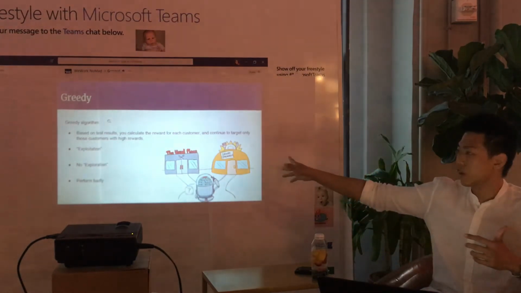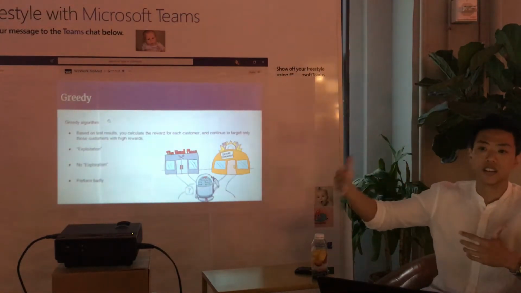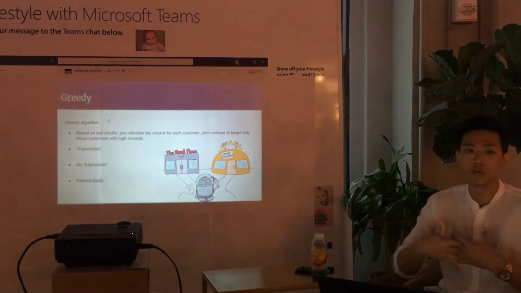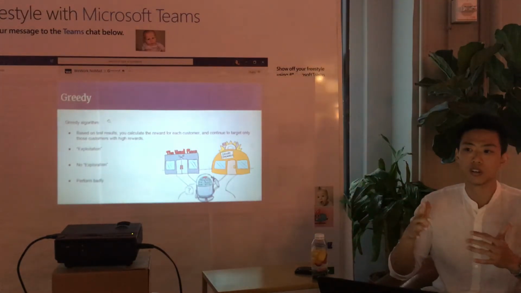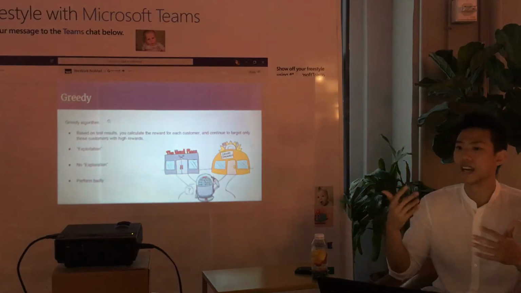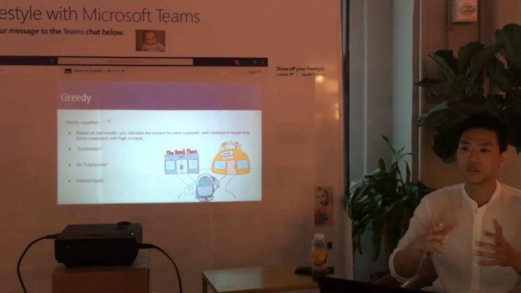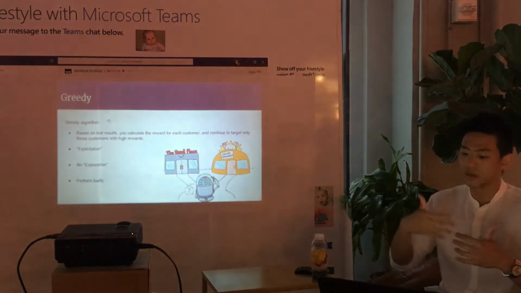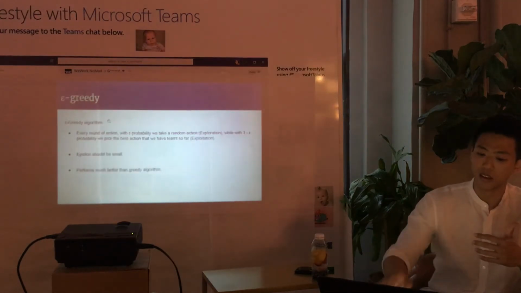It's just exploiting what you already know in this algorithm. Keep targeting those customers with high rewards. In general, you perform really bad because think about this, the scientists, right? You only are limited to the sample you know. You're never going to know more about it. So that performs really bad.